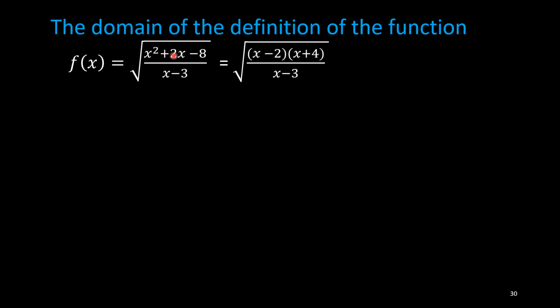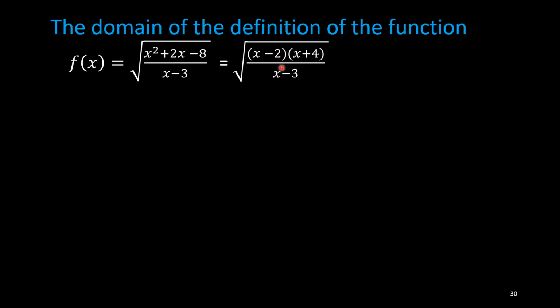So x squared plus 2x minus 8, I can have two factors, x minus 2 and x plus 4. You can easily see 2 into 4 equals 8. So minus 2 into 4 will become minus 8. And here it is 4x, here it is minus 2x, 4x minus 2x will become 2x. Okay, so its factor is x minus 2 times x plus 4, and the denominator is x minus 3.